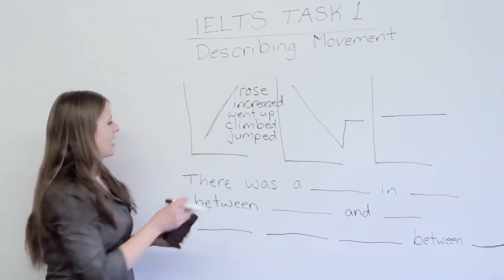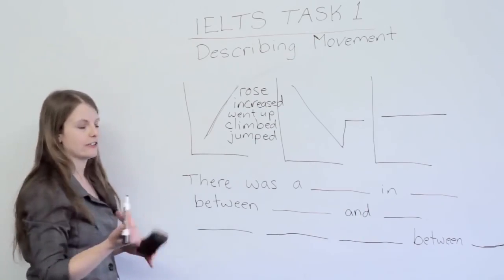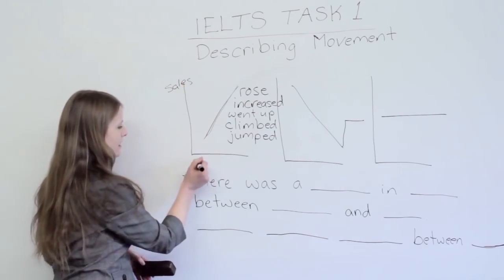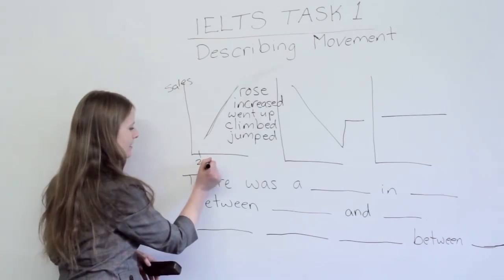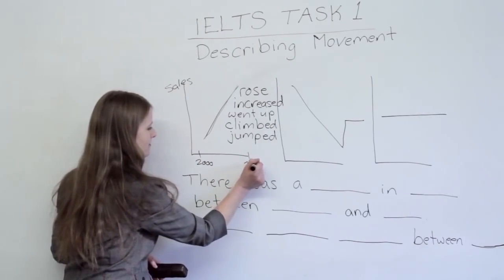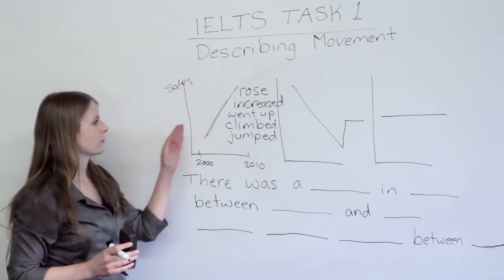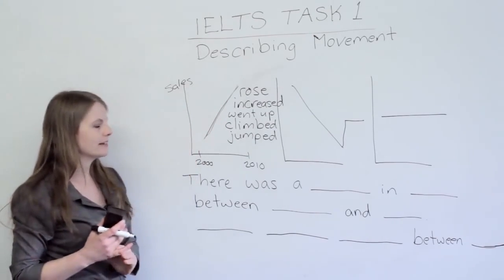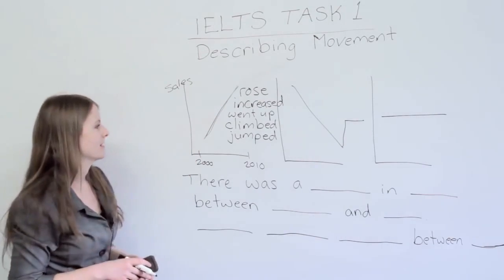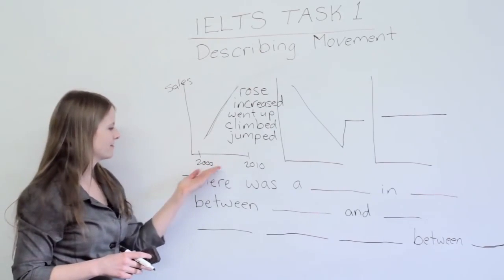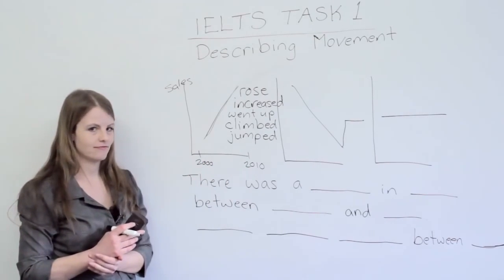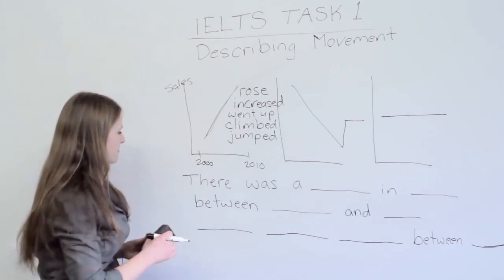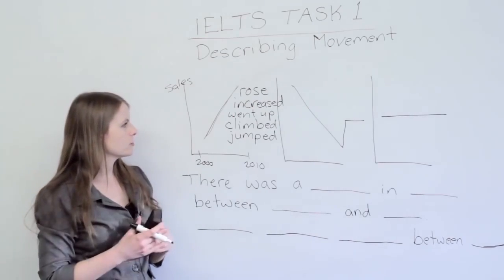So we can say, if this was talking about sales, for example, so we looked at that example before, sales, and this is years, so we have maybe 2000 to 2010. We could say sales rose, sales increased, sales went up, sales climbed, sales jumped. And then we would usually say between 2000 and 2010.